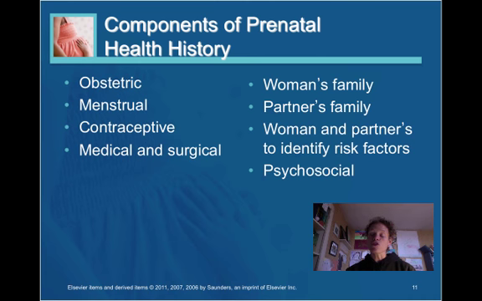Are there any surgical episodes in the past, particularly related to the pelvis or the abdomen? You want to know family history, any genetic diseases that you could possibly be screening for or considering. Also the partner, who is the father of the baby, and what sort of genetic diseases might there be a potential risk for in the fetus. Look at the women and the partners to identify risk factors.